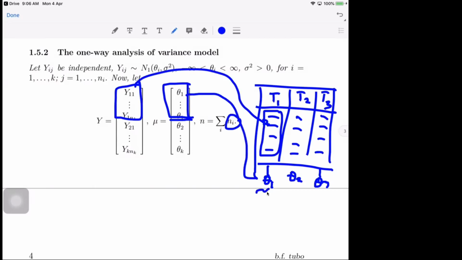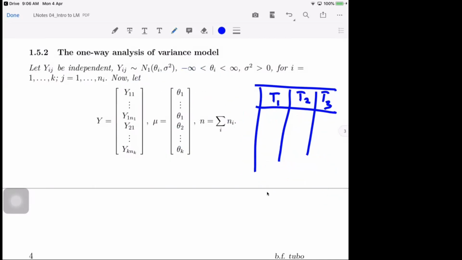So equivalently, your vector of theta 1, theta 2, until in this case, k is equal to 3. That is theta. So what we are doing is we are trying to find out if the means are different among the different treatments.